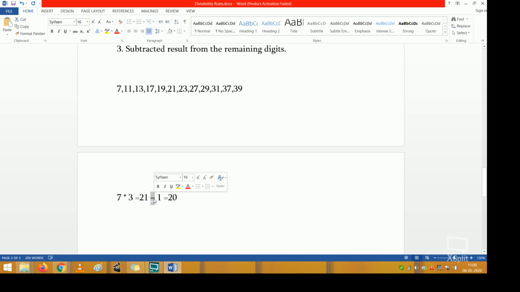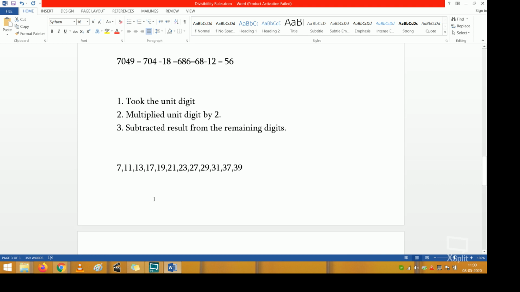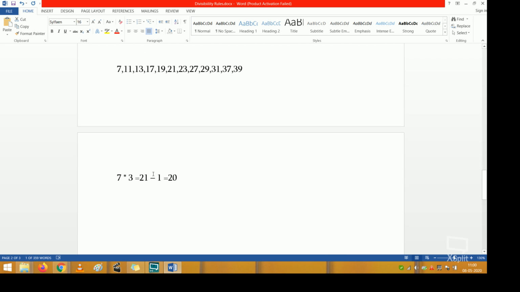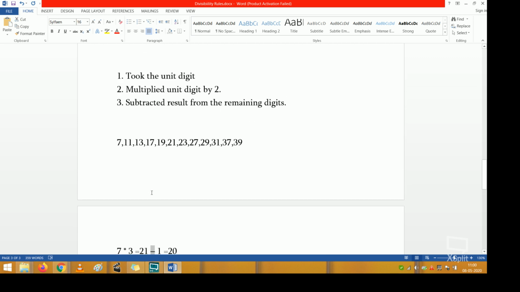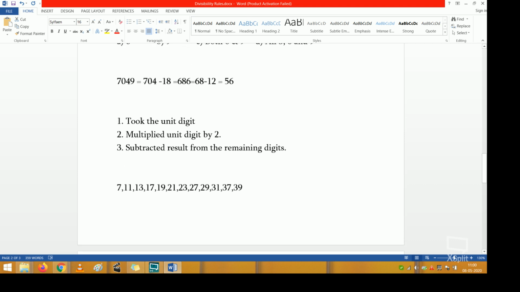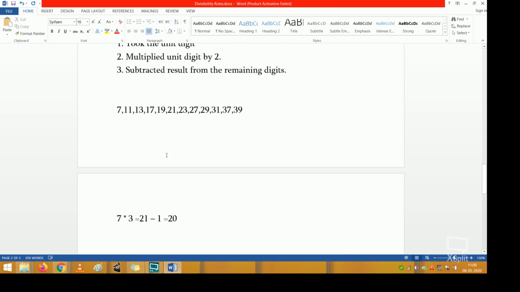If it is plus, in this third step you have to add the result to the remaining digits. So if you take 9 multiplied by 2, 18. If it was plus, it is 704 plus 18, not minus 18. But because we have a minus here, we subtract. So you can see 704 minus 18 I am doing. This is very important. What I am going to do is do it for another number.